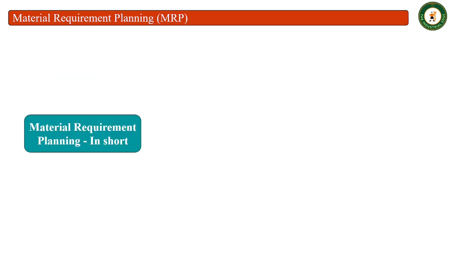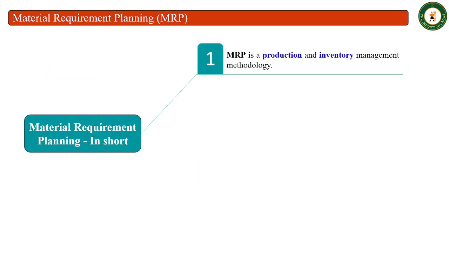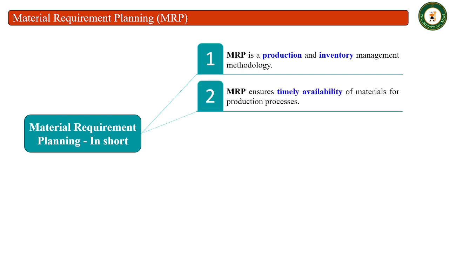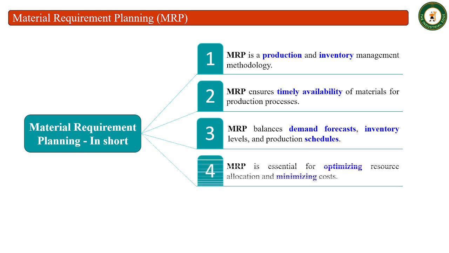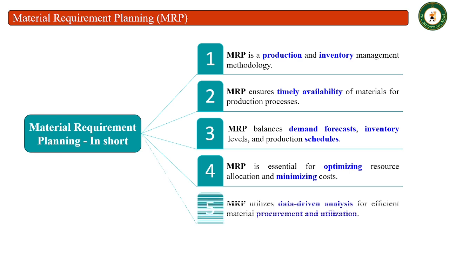Now, material requirement planning in short. MRP is a production and inventory management methodology. MRP ensures timely availability of material for production processes. MRP balances demand forecast, inventory level, and production schedules. MRP is essential for optimizing resource allocation and minimizing cost. MRP utilizes data-driven analysis for efficient material procurement and utilization.